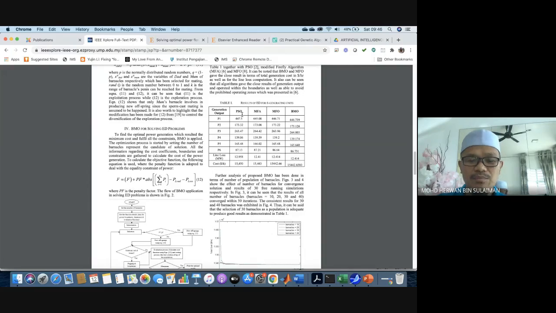Okay. So I have compared with the PSO. MFA is the modified firefly algorithm, MFO is the moth flame optimizer, and BMO is my algorithm. So basically this cost is quite close, but it's much better.